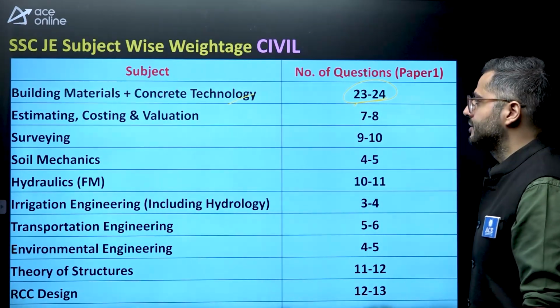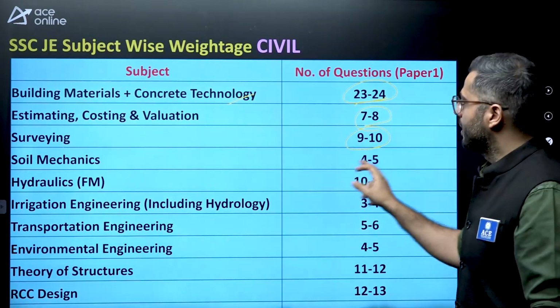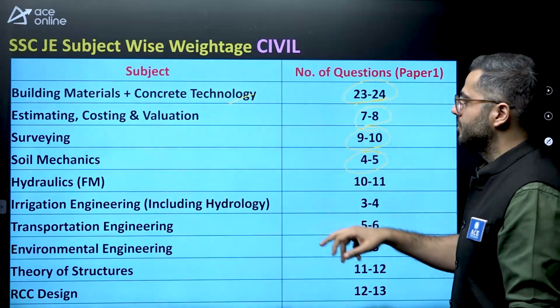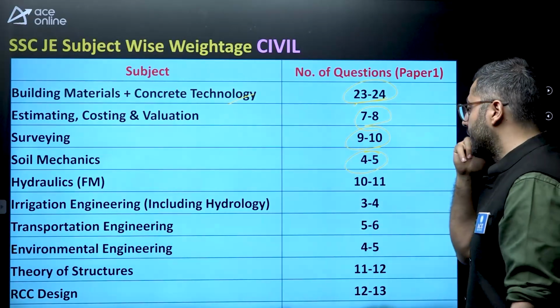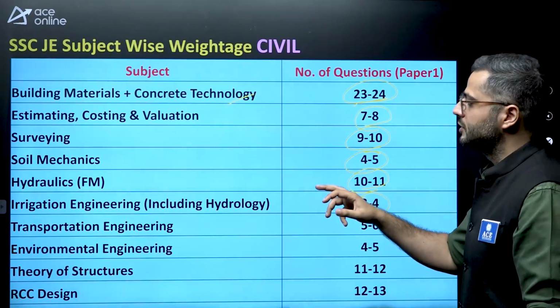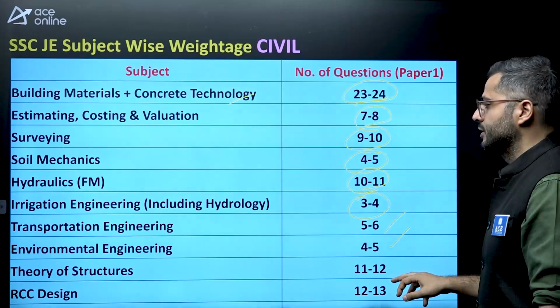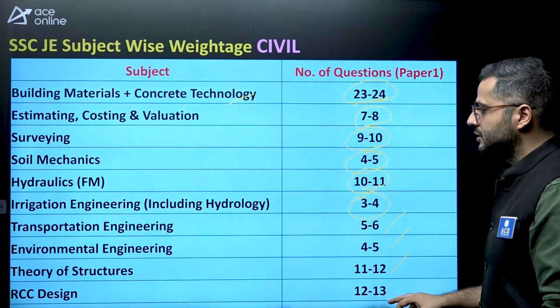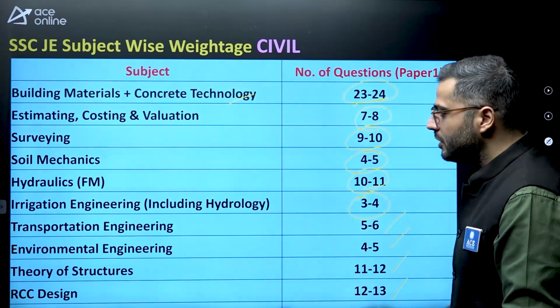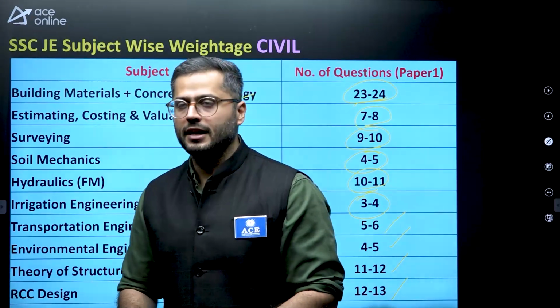Estimating, costing and valuation, 7 to 8 questions. Surveying, 9 to 10 questions. Soil mechanics, 4 to 5 questions. Hydraulic machines, hydraulics, fluid mechanics, 10 to 11 questions. Irrigation, including hydrology, 3 to 4 questions. Transportation, 5 to 6. Environmental engineering, 4 to 5 questions. Theory of structures, 11 to 12 questions. RCC design, 12 to 13 questions. And steel design also, you can expect somewhere around 7 to 9 questions, right?